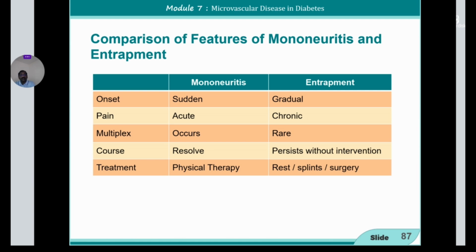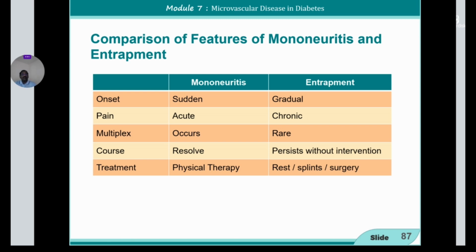Mononeuritis multiplex occurs here in mononeuritis, whereas it is very, very rare in the entrapment neuropathies. And mononeuropathies resolve by themselves, whereas entrapment neuropathy persists without intervention. You need some splints or some surgery or some intra-articular injections, like steroid injections in those entrapment areas.